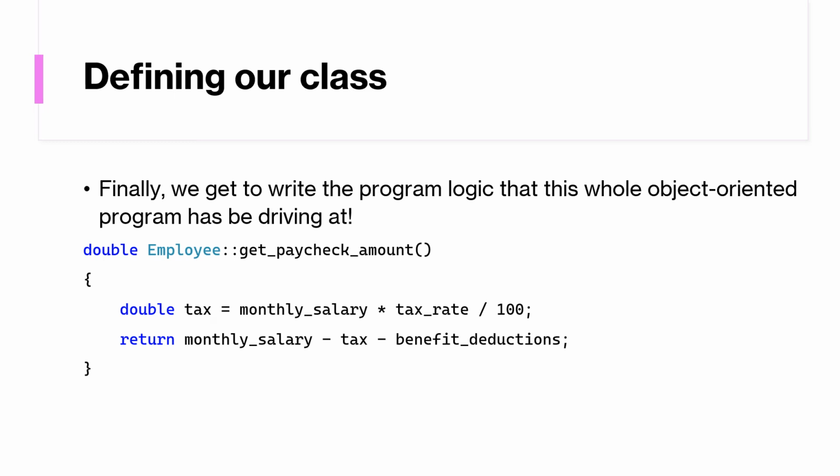Now finally, we get to write the program logic that this whole object-oriented program has been driving at. It's the get paycheck amount. We're going to determine tax as monthly salary times tax rate divided by 100. It's a very simple way to calculate tax, but for these purposes that will do. And then we're going to return monthly salary minus our tax minus our benefit deductions.